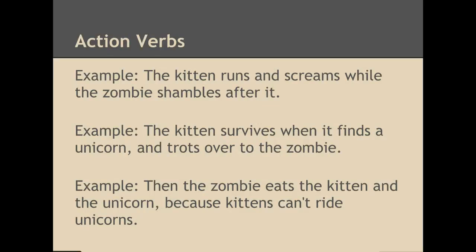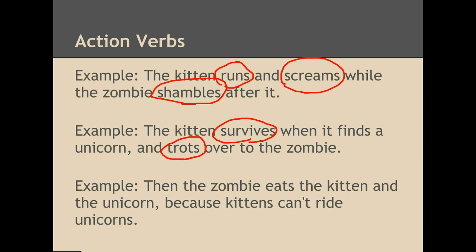Let us look at some examples. The first sentence reads like this: the kitten runs and screams while the zombie shambles after it. Runs is an action verb, screams is an action verb, and shamble is an action verb. How about the second sentence? The kitten survives when it finds a unicorn and trots over to the zombie. Survives is an action verb. Trots is an action verb. The last sentence reads, then the zombie eats the kitten and the unicorn because kittens can't ride unicorns. Poor kittens. Eats is an action verb, and ride is an action verb.